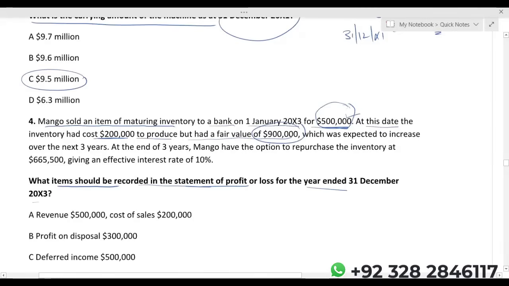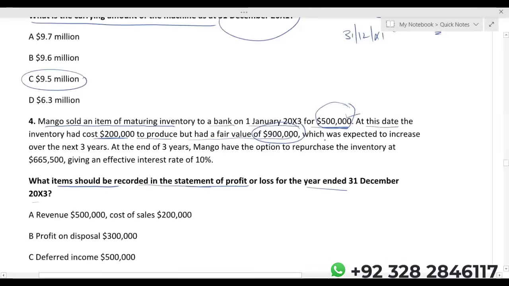So don't you think so? It's a little bit suspicious transaction. Why would you sell an inventory for 5 lakh which had a fair value of $900,000? Why would somebody do that? When the fair value is 9 lakh, you are selling it for 500,000.